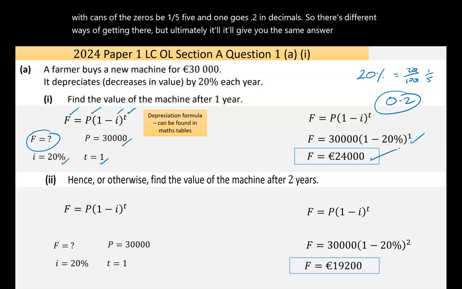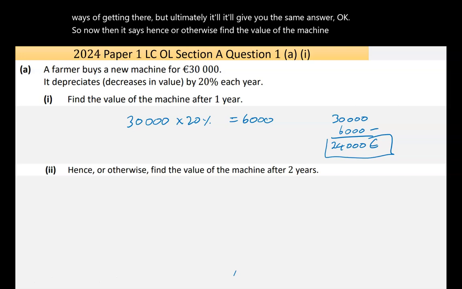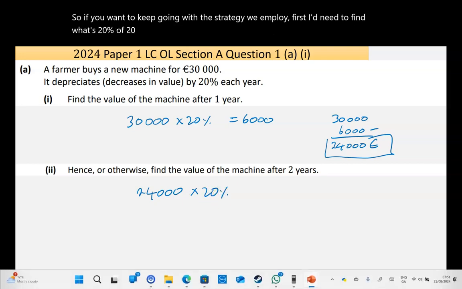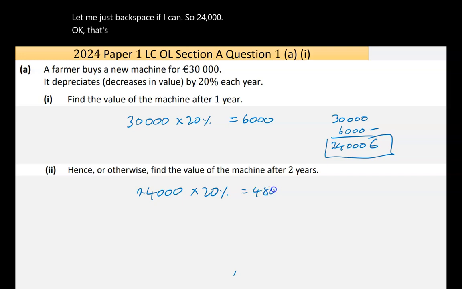Okay. So now then it says hence or otherwise find the value of the machine after 2 years. So if you want to keep going with the strategy we employed first, I'd need to find what's 20% of 24,000, which is a slightly different calculation. I might just backspace if I can. So 24,000, that's 4,800. And then take that away from the 24,000.